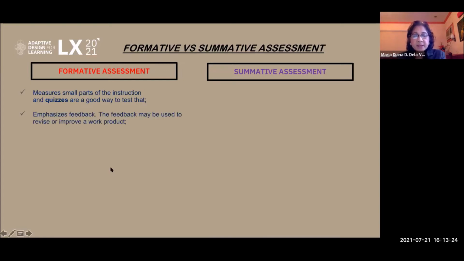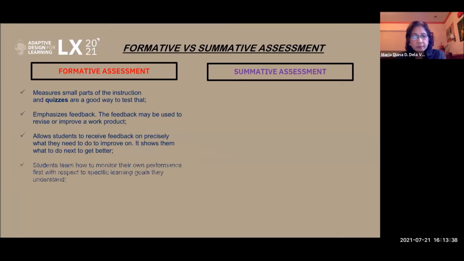Next is emphasizes feedback. The third one has relation to the second one. Allows students to receive feedback on precisely what they need to improve on. It shows them what to do next to get better. All right. So these two emphasize feedback. The feedback may be used to revise or improve our work. So how do we do feedback in poll quizzes?